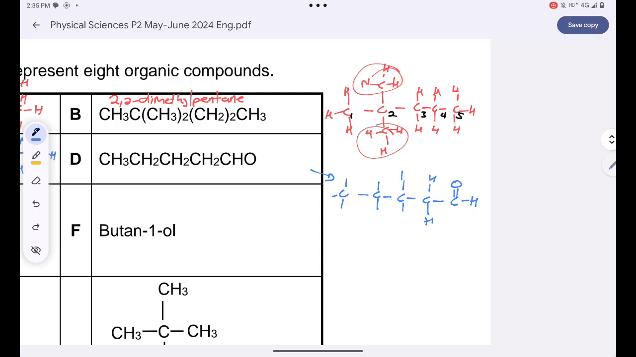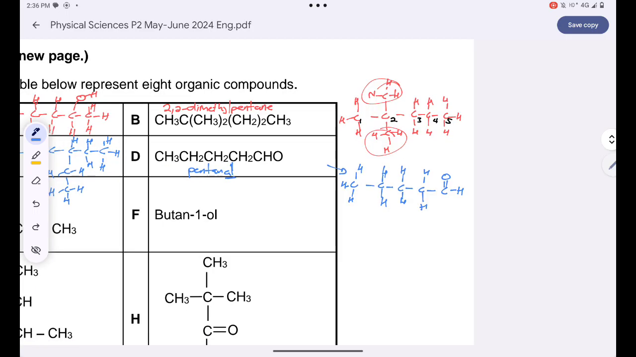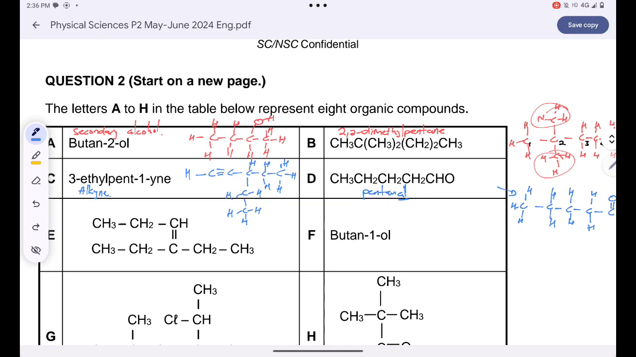So that's how, guys, you're supposed to draw your structural formula for your aldehyde. Our aldehyde has how many carbons? 1, 2, 3, 4, 5. It should be pentanal, right? Yeah, just pentanal. The suffix has to be -al, since you're dealing with aldehydes. Are you together? The homologous series for compound D is aldehyde.